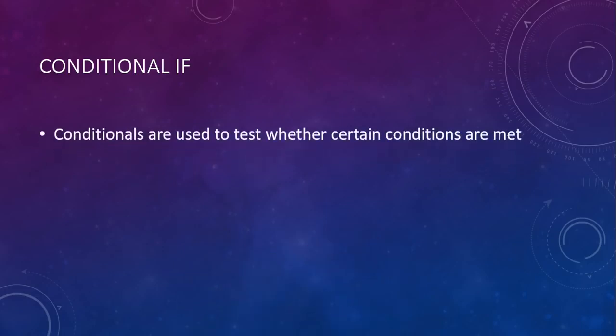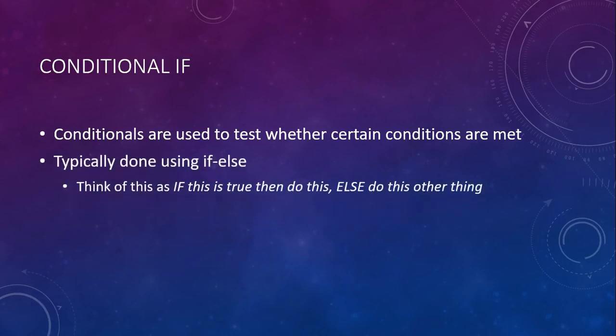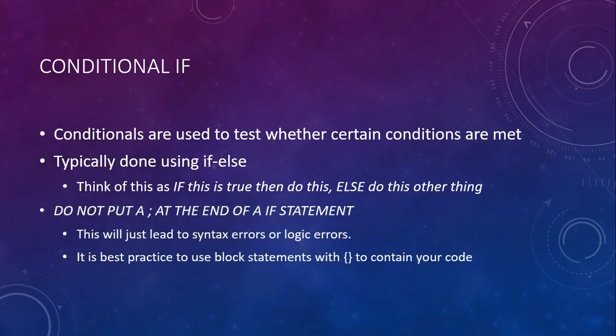The first thing to talk about is conditional if. Conditionals are used to test whether certain conditions are met. This is typically done using if else. Think of it as: if this is true, then do this, else do this other thing. Very important here, and something you may have already encountered as an error when making the if else statements for parsing an int: you do not put a semicolon at the end of an if statement. This will lead to either syntax errors or even logic errors.